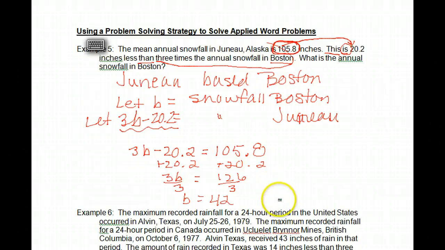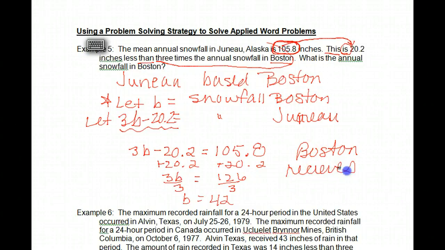What does this mean? We solved our equation. What does b represent again after all this work that we've just done? Refer back to your let statement. That's why you wrote it. B represents the snowfall in Boston. Does that answer our question? It should. That's why we wrote that let statement. Boston receives 42 inches of snow.